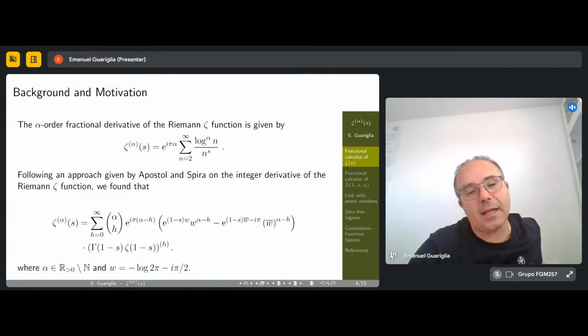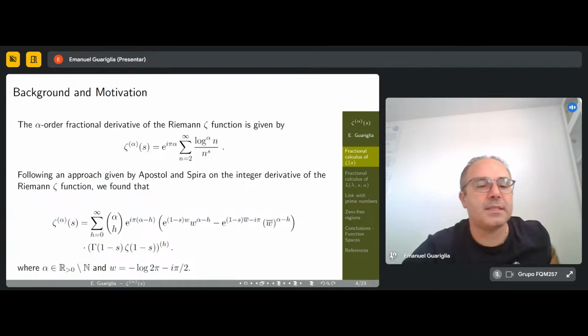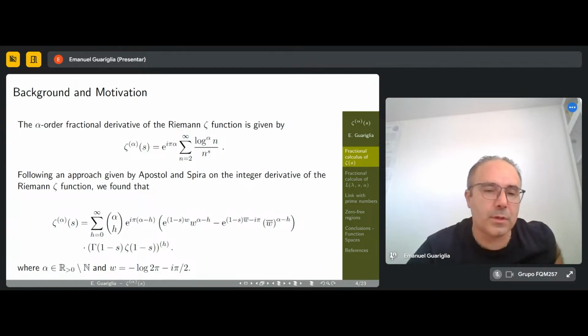This problem can be avoided using an approach already proposed by Apostol and Spira for the integer derivative of the Riemann zeta function. That is, we work a little bit with the complex exponential. This is what Apostol and Spira did in the 1960s and 70s.